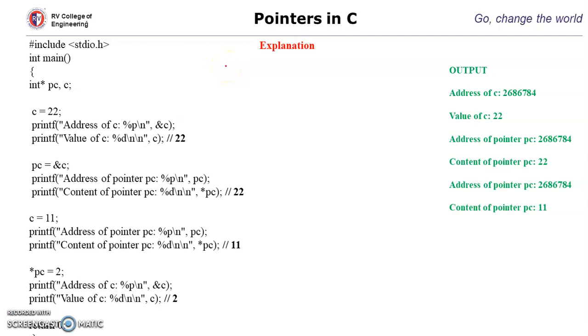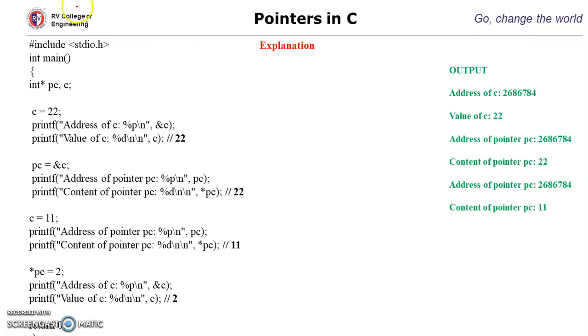In continuation to my previous video lecture on pointers in C, today I will be explaining one program based on pointers. So let's take a working example. Here you can see we have a header file and then the main function, and then this line: int *pc, c. So what is happening here?